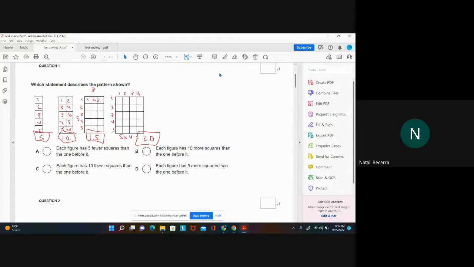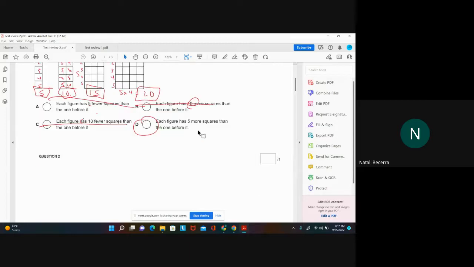So this is increasing by how much? And the numbers are getting bigger, right? So we know that it's not 5 fewer squares, because it's 5 more squares. It's not 10 fewer squares because it's increasing by 5, not by 10. It's not 10 again because, like I just said, it's increasing by 5, not 10. And 5 more squares, yes, this is the correct answer. So this was pretty easy.